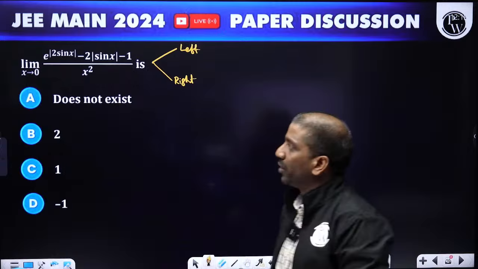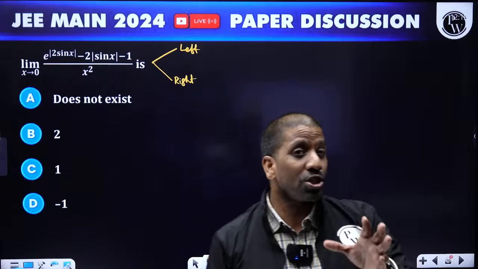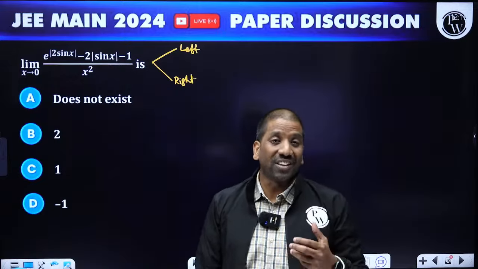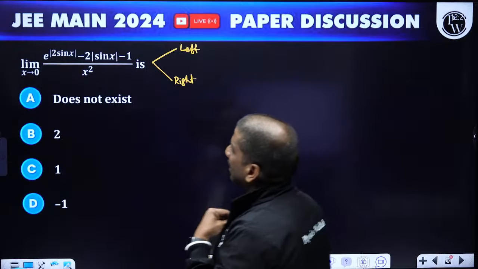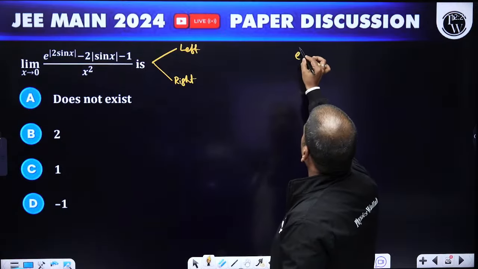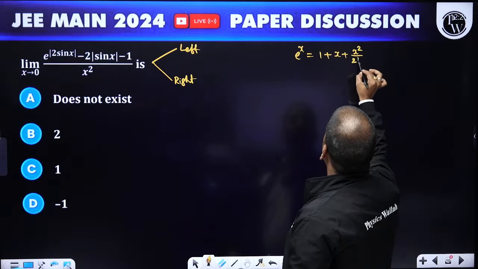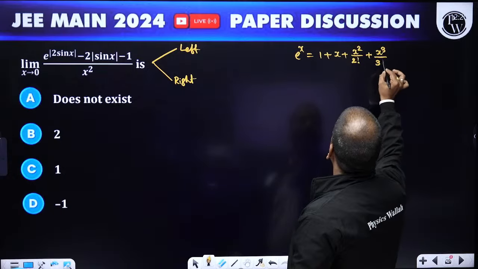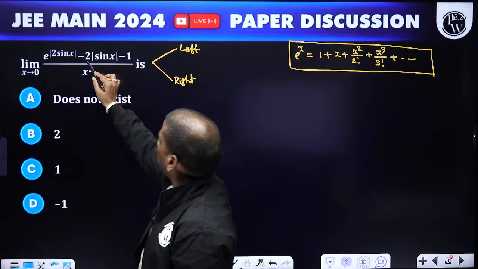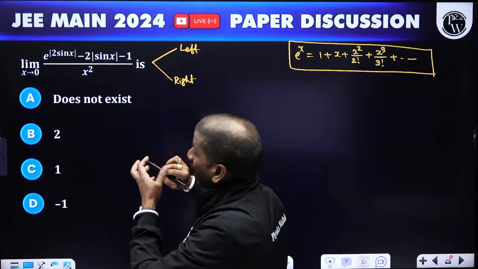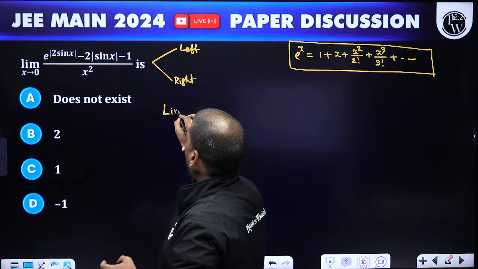But what I observed here: in such questions, first and foremost, we apply the expansions we learned. Expansions help us a lot. When we look at the expansion, we get these first terms. The expansion of e^x is 1 plus x plus x²/2 factorial plus x³/3 factorial and so on. Because of this, with the given expression, 2|sin x| minus 1, there is no role of modulus; that will not affect much. That's the reason I will apply the expansion.